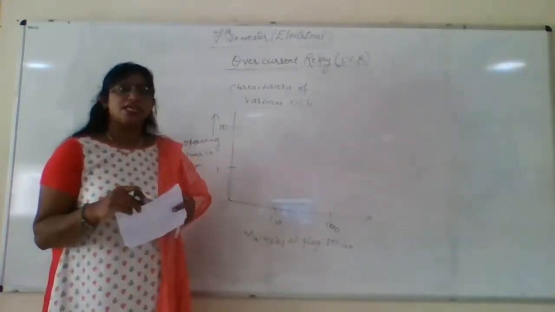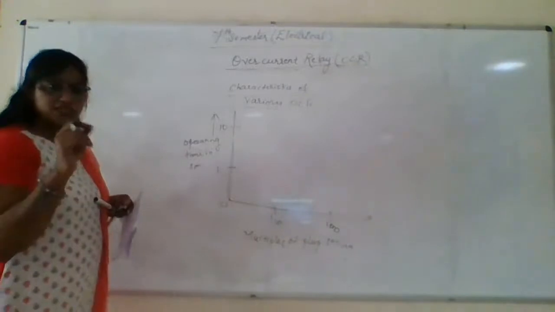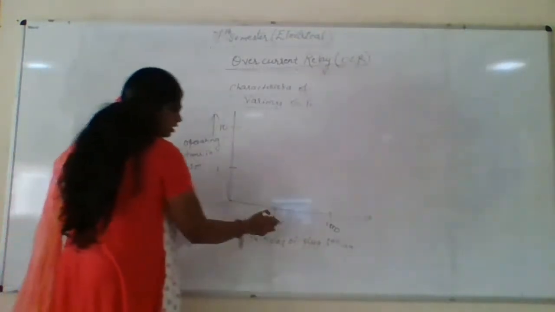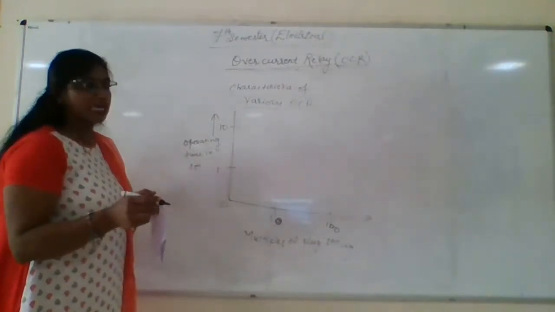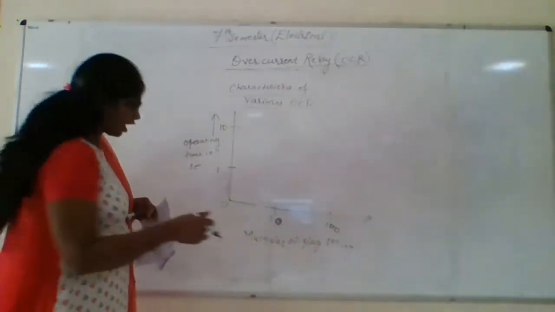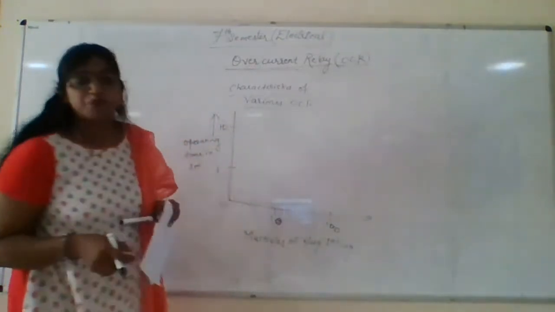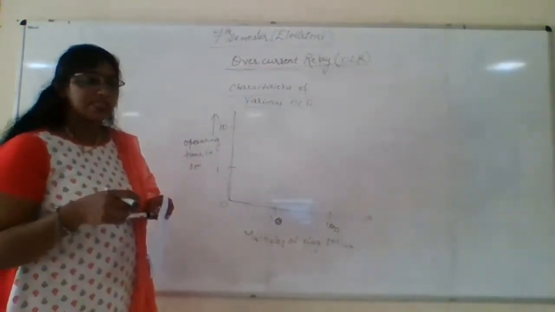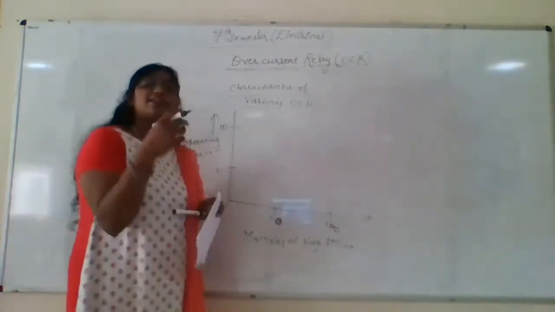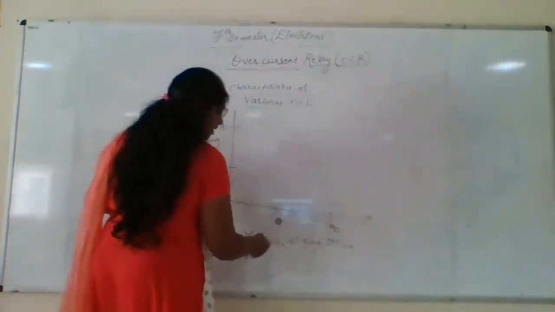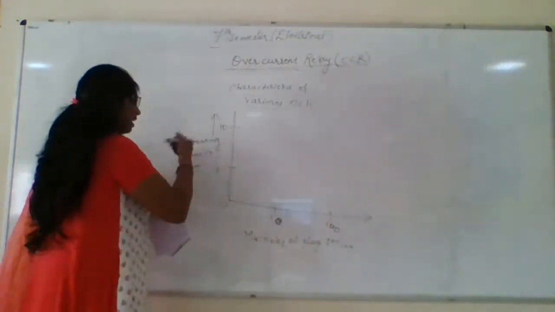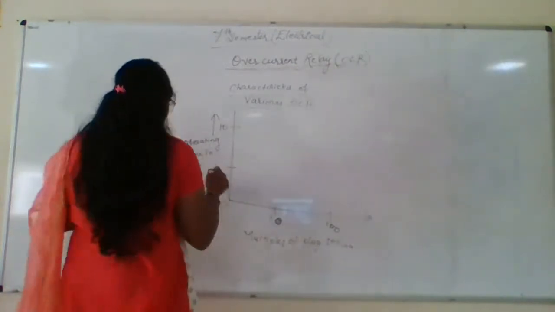Plug setting is a preset value in each and every relay which is permissible for the operation of the relay. You can understand the working of each relay with the help of the multiples of plug setting, meaning at what intensity of plug setting the relays tend to operate. So here in the x-axis I am having multiples of plug setting and in the y-axis operating time in seconds.